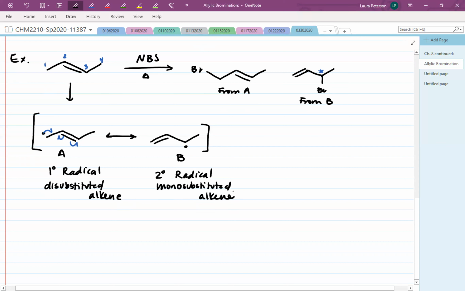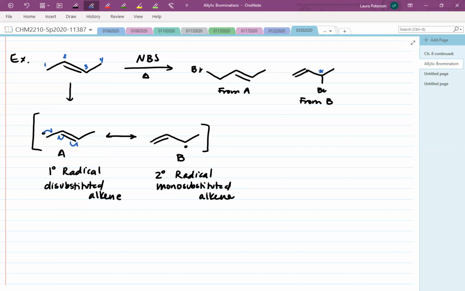Okay, so a monosubstituted alkene. All right, so the radical stability and the alkene stability are going against one another, right? Because in A, I have the less substituted radical, but the more substituted alkene. And in B, I have the more substituted radical, but the less substituted alkene. So if one of those factors, either radical stability or alkene stability, is more important, that would give us either A or B as the major product.